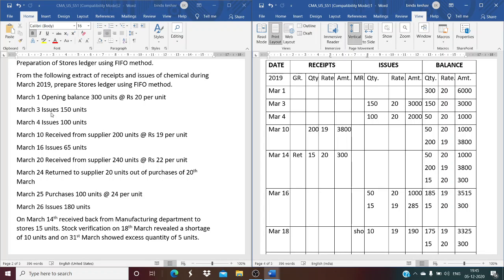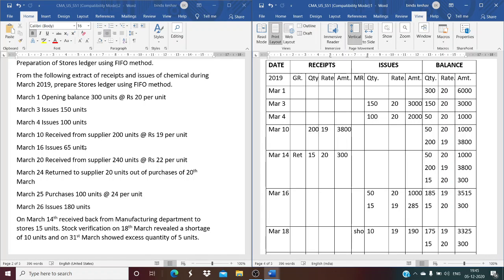On March 3rd, issue 150 units. There is only one lot. So we are issuing from that only 150 units at rupees 20, 3,000. So what is remaining? The balance is 150 at the rate 20, the amount is 3,000. So from this 300 opening stock, 150 units are issued. On March 4th, again we are issuing 100 units. So from 150, 100 units are issued, 100 at the rate 20, rupees 2000. So what is remaining? 150 minus 100, 50 units at rupees 20, 1000.